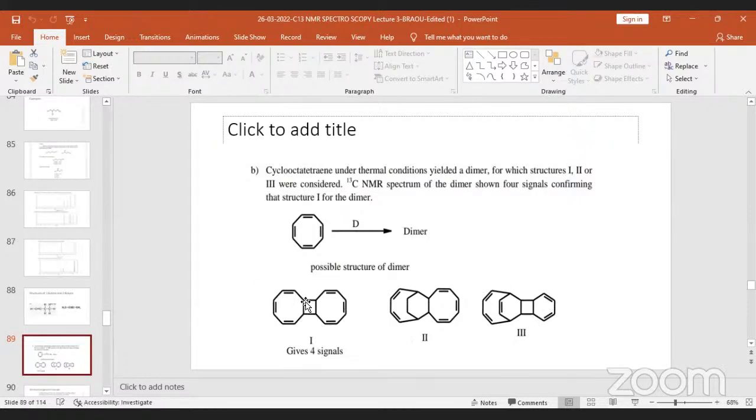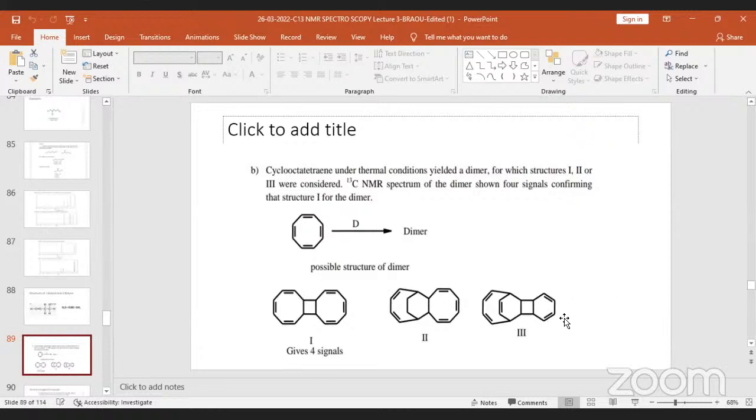Here you see, all are the same. So 1, 2, 3, 4. Here planar symmetry is there. You see, so this and this are same. This and this are same. This and this are same. This and this are same. Okay. In that, suppose you take it this way, again one side is the same as the other. So 4 non-equivalent carbons are there. Therefore 4 signals.